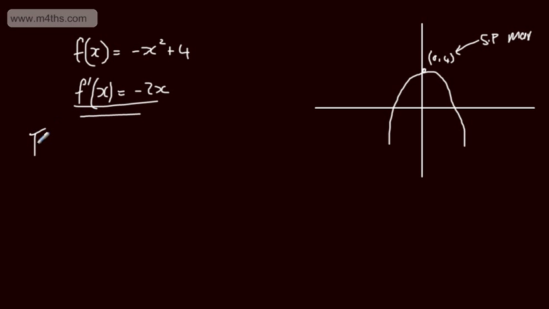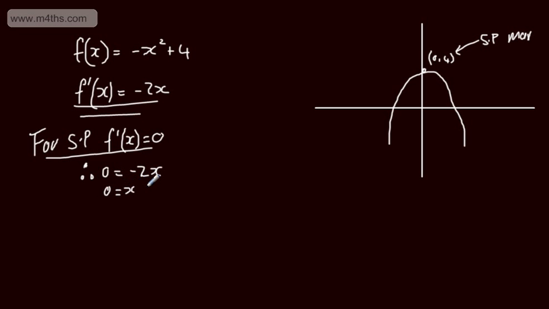The first thing I'm going to write is, for the stationary point, f'(x) will be equal to 0. Therefore, 0 will be equal to -2x. Clearly then x is going to be equal to 0, and the corresponding y coordinate can be found by subbing it back in to do f(0). So we can say the stationary point is (0, 4).